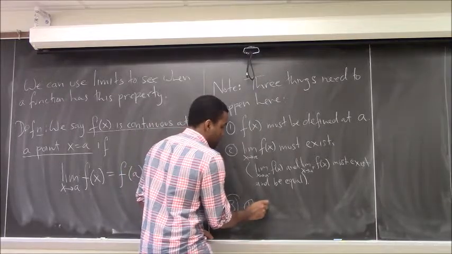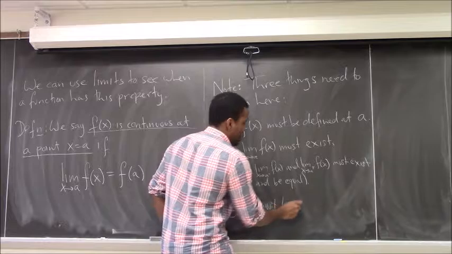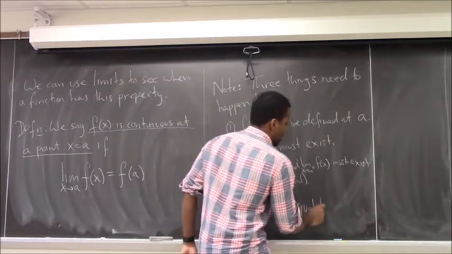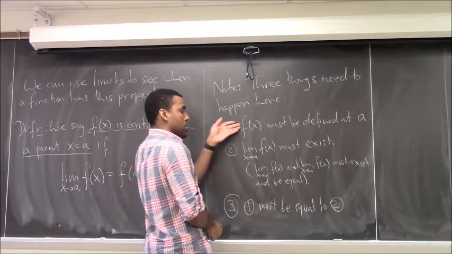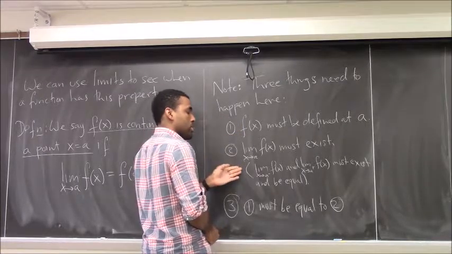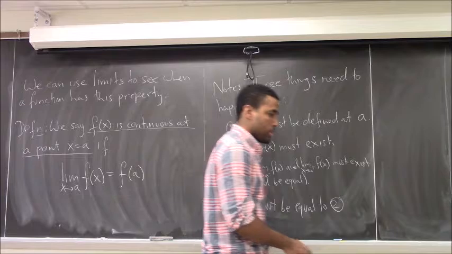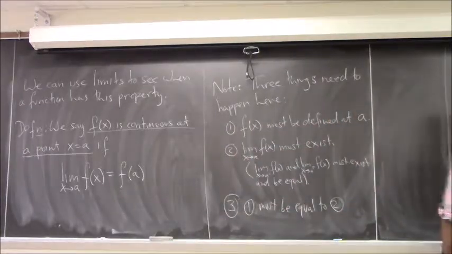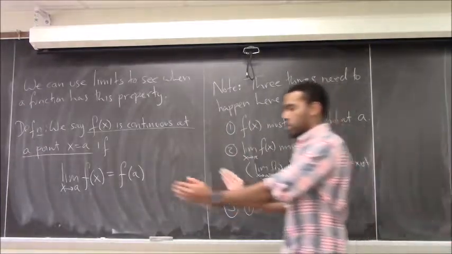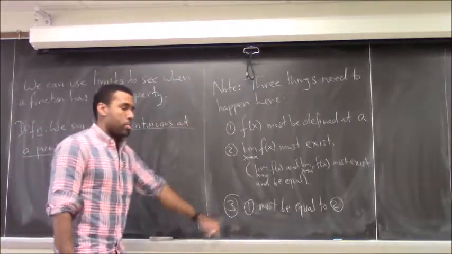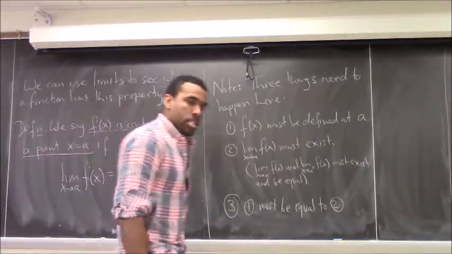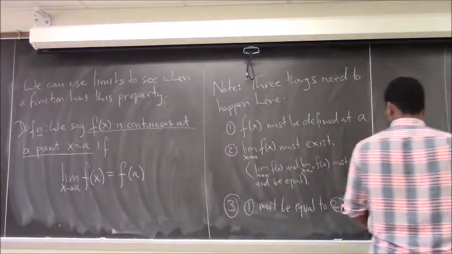1 must be equal to 2. Right? That is, the value that the function is defined at the point must actually be equal to the limit as we're approaching that point. So these are the three things that need to happen in order for this equation to be fulfilled. And it turns out, if these three things happen, your function is continuous. You can draw it without lifting your pencil off the page.